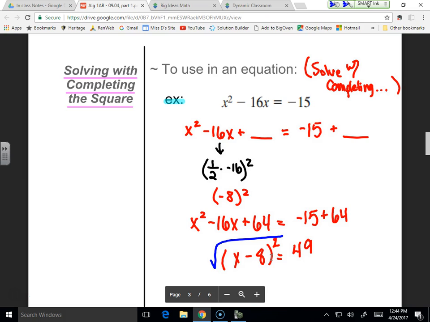What we do to one side, we do to the other. Now this is what we were doing before break. This was on the quiz. We square root to undo a square. We need a plus or a minus since it's a positive number. The squared and square root undo each other. And we end up with x minus 8 equals a positive 7, or x minus 8 equals a negative 7.